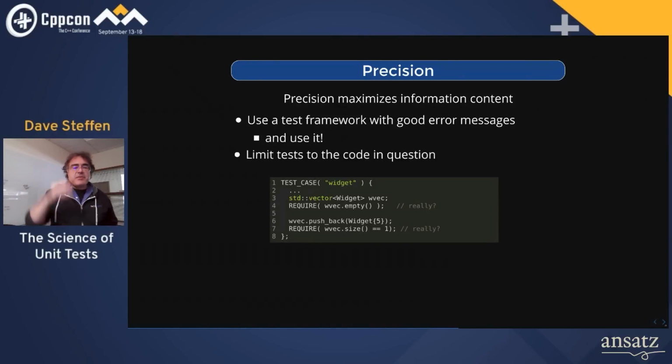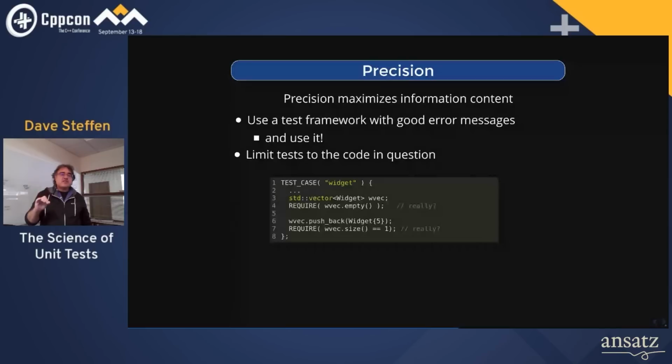But here's another, maybe more pernicious. You will see this every now and then. You've got a test case for a widget. I don't know what a widget is. It's anything, and as a part of that, we're going to put some widgets in a vector. So we make a standard vector of widgets, and then we require that it's empty. We test that, right? And then we push back in a widget, and we make sure that it's got size 1. Really? Now, you will actually see this out in the big wide world for all kinds of reasons.